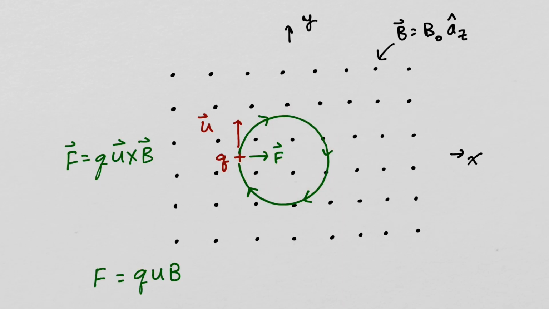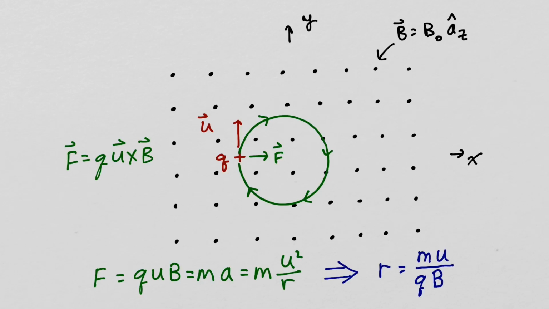The magnitude of the force is going to equal qu times B, and the force is also equal to the mass times the acceleration. When something is moving in a circle, the acceleration is the velocity squared over the radius. Solving for r, we find that the radius of this circle is given by the mass times the velocity over the charge times the magnetic flux density field.